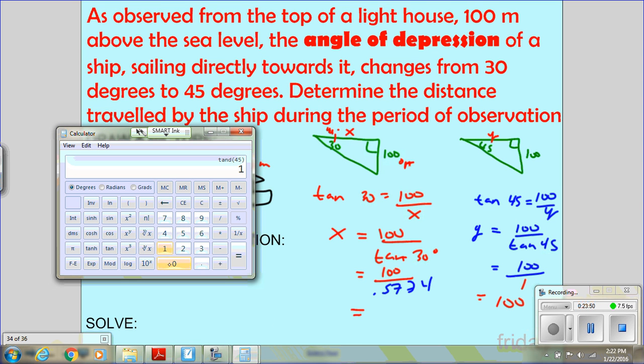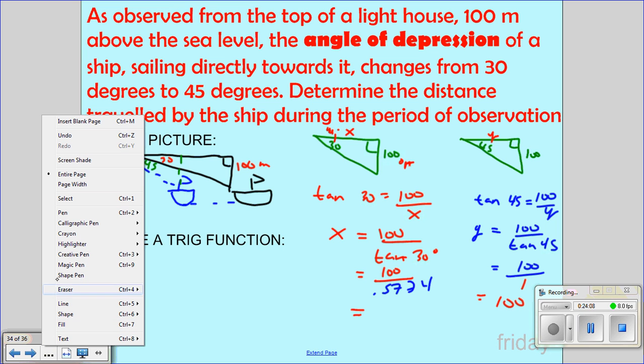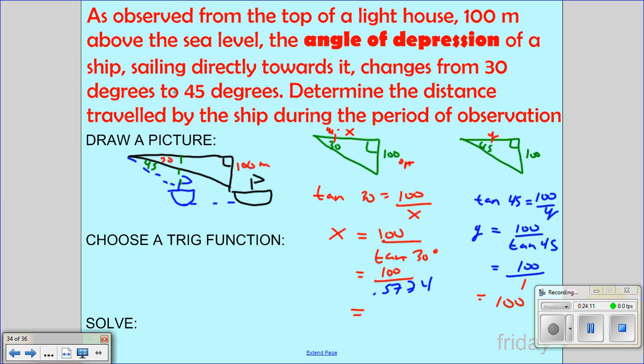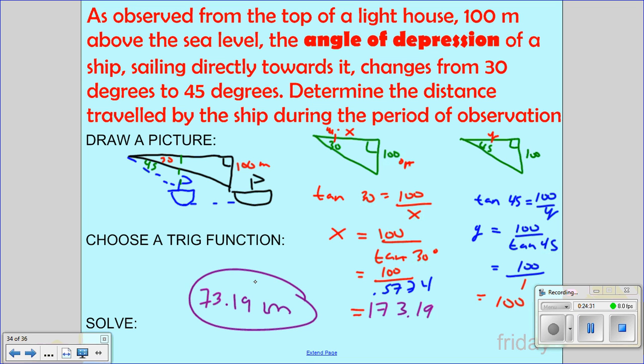So 100 divided by 0.5774 is 173.19. And at the end of the day, we have to find the difference between the two distances. So during the period of time, the ship traveled 73.19 meters. That was a long problem.